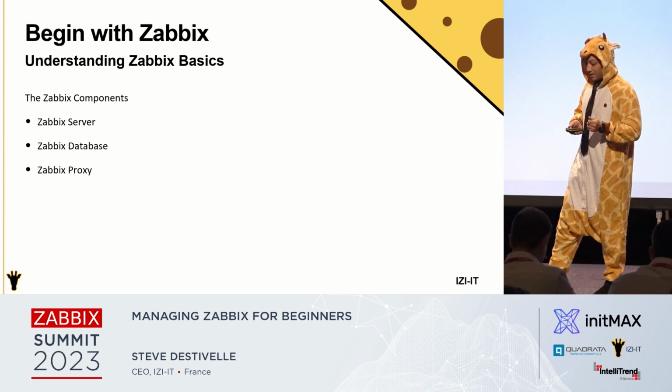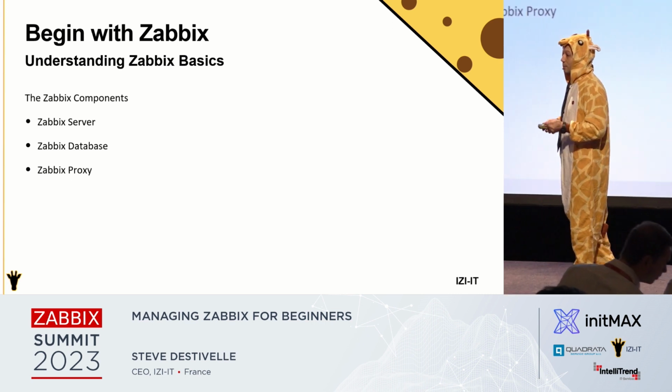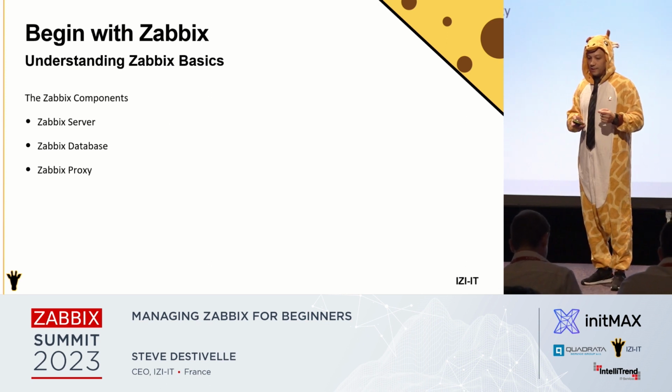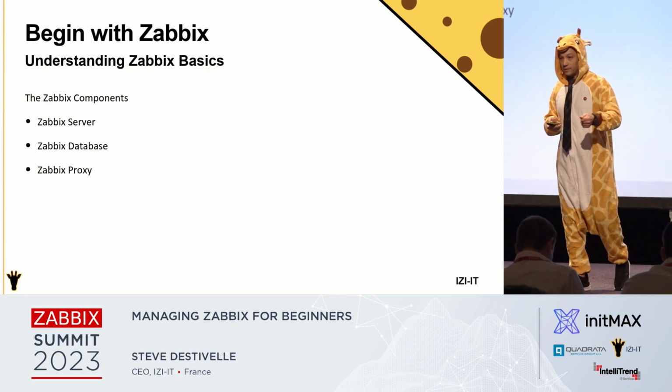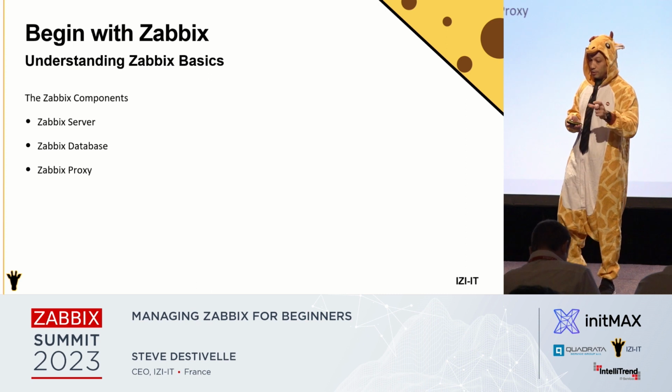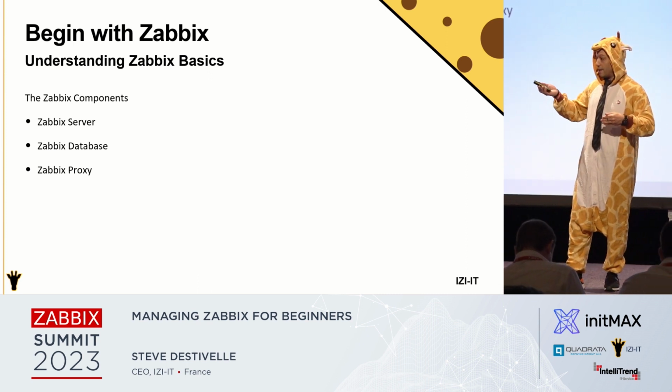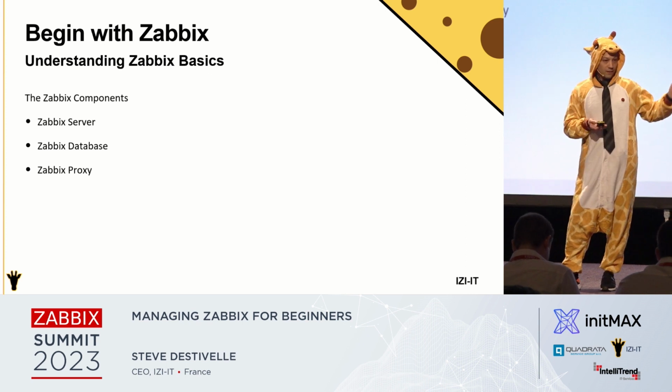And the Zabbix proxy is like the Zabbix server, but it has no intelligence. It's not capable of writing to the main database, because the proxy has its own database, but it is the relay between the agent and the Zabbix server.